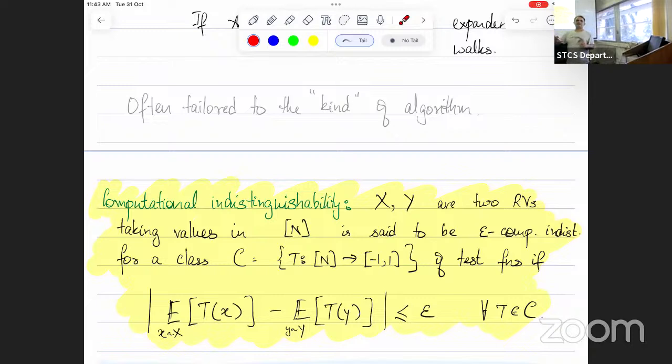That is a notion we had actually seen earlier. Right now, C is some specific class of tests, like you're saying I'm only interested in certain things. But suppose you say, no, I'm interested in all tests. Like let C be the class of all possible functions from n to -1, 1. And you're asking, I want to make sure that the expected behavior with respect to random variable x and random variable y is roughly the same.